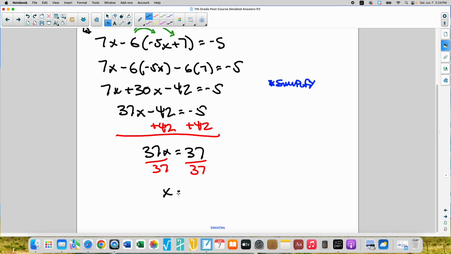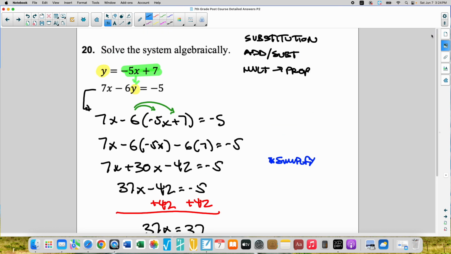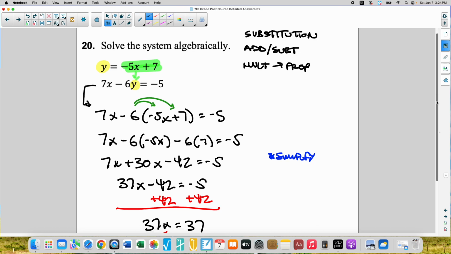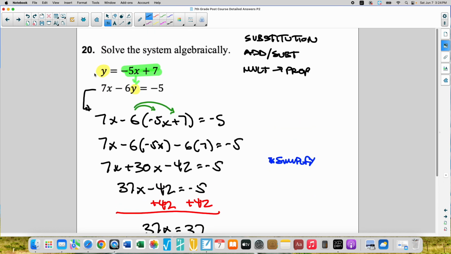And we're left with x equals 1. Now that is only part of the solution. Remember, the solution has two variables. So I have found the solution for x. I'm going to use this equation, and let's erase that and simplify.